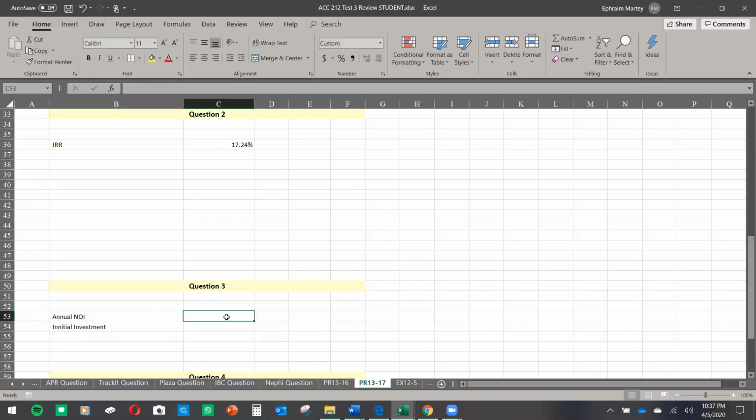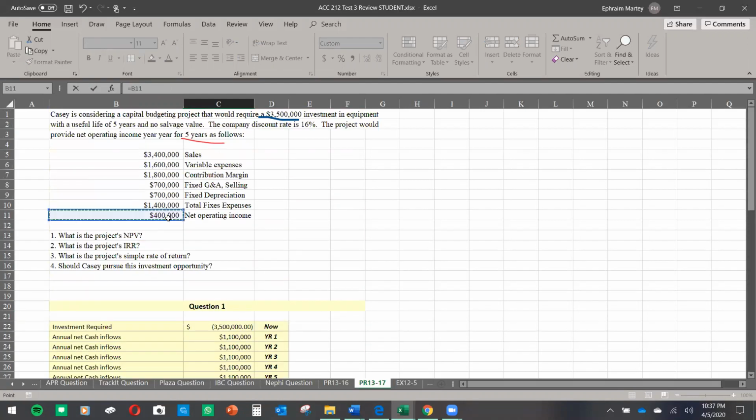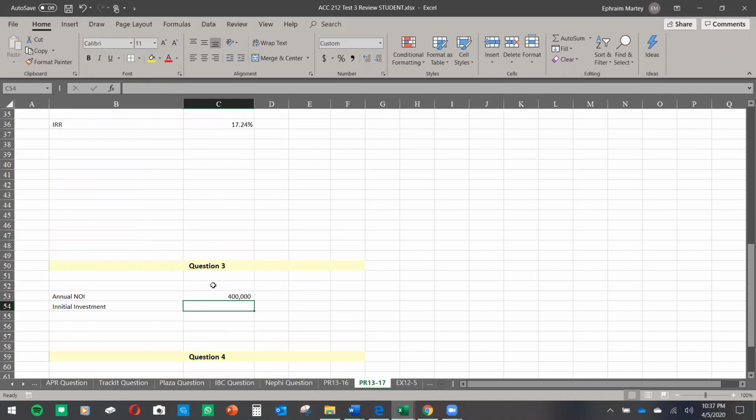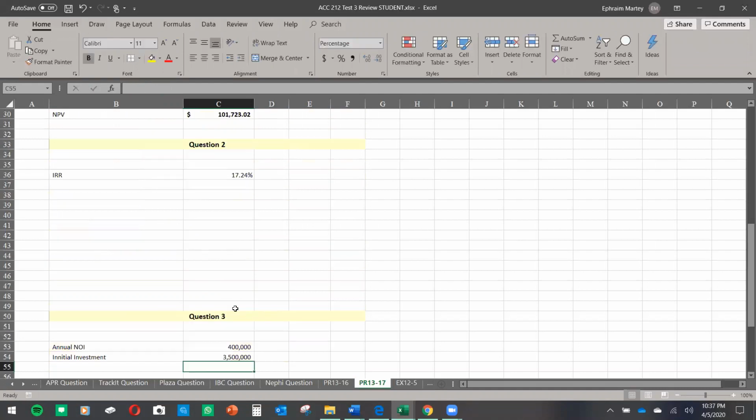Initial investment. Okay, so what is my annual net operating income? We already have it here. Net operating income is 400,000. Great. And what is my initial investment? What did I need to invest? Okay, I needed to invest 3.5 million.